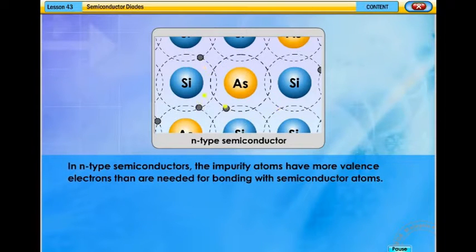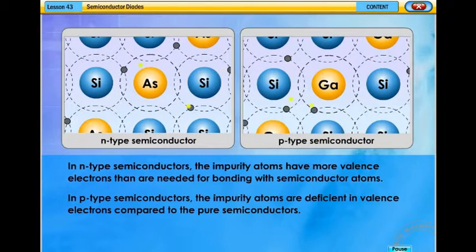In N-type semiconductors, the impurity atoms have more valence electrons than are needed for bonding with semiconductor atoms. In P-type semiconductors, the impurity atoms are deficient in valence electrons compared to the pure semiconductors.